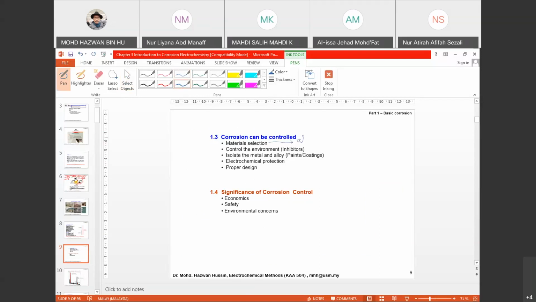So what does alloy mean? An alloy is a metal that is produced by combining 2 or more elements.